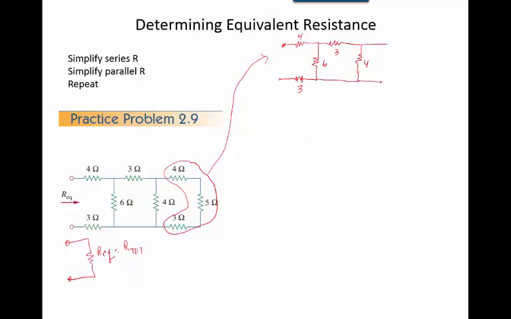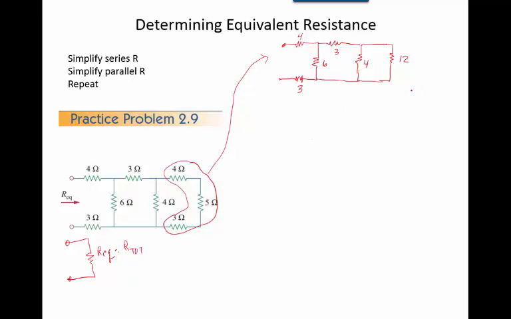Now, I can replace that series resistor with one resistor. I could put it here. I could put it here. I could put it here. It doesn't matter, does it? So this now became a 12. So that was step one. Now what do I look for?